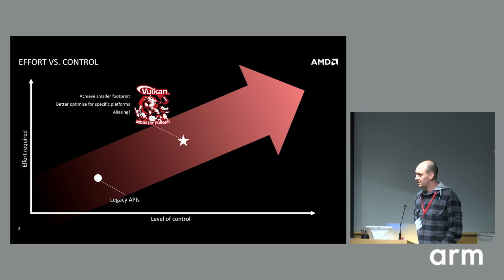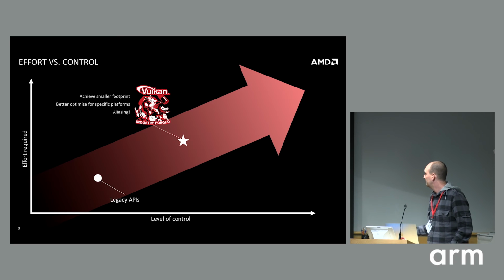Just to motivate the talk, this is why we're talking about this. This was all of our lives, I guess, not so long ago. We had a minimum level of control, but it didn't really require much effort to use the APIs. And these days, we've traversed this huge arrow, and we're around here where we have a lot more control over how things are going. We can do more interesting things, but it takes a lot more effort to get there. So yeah, this is Vulkan and also D3D12, but this talk's just going to focus on Vulkan.